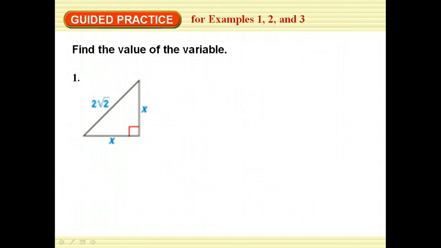So here's your guided practice. Give it a try and then check to see if you got it right. What I have is the hypotenuse is equal to the leg times the square root of 2. So my hypotenuse is 2 square roots of 2 is equal to x times the square root of 2. So in this case, x is 2.